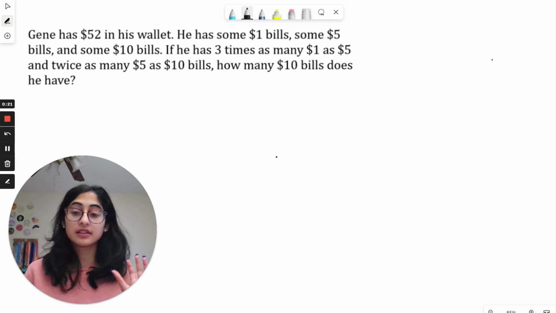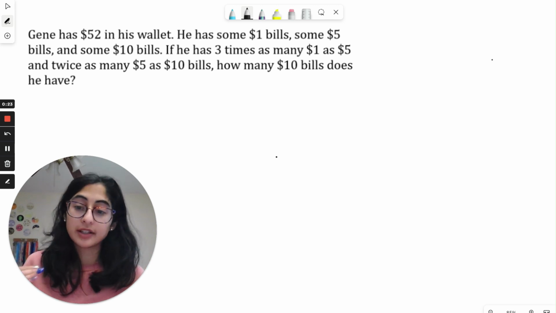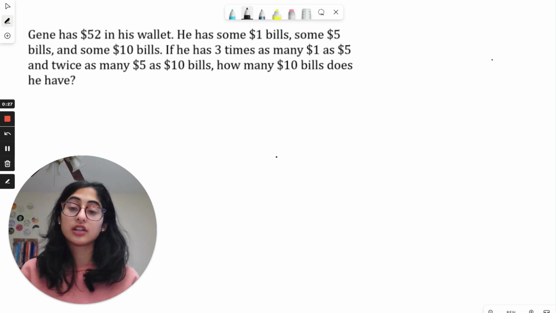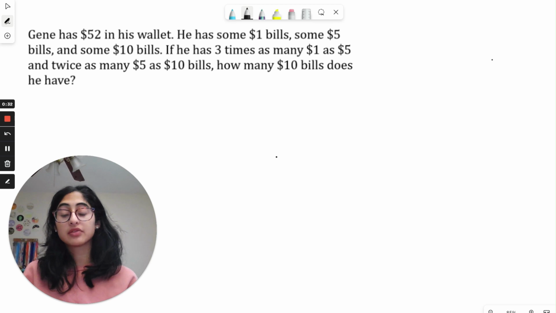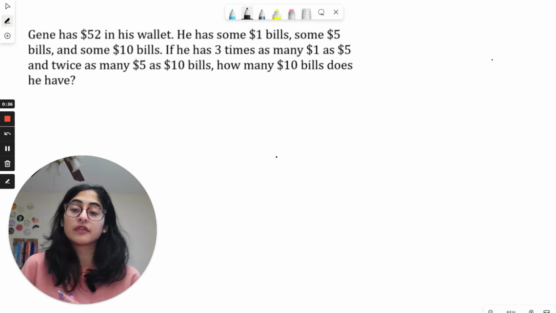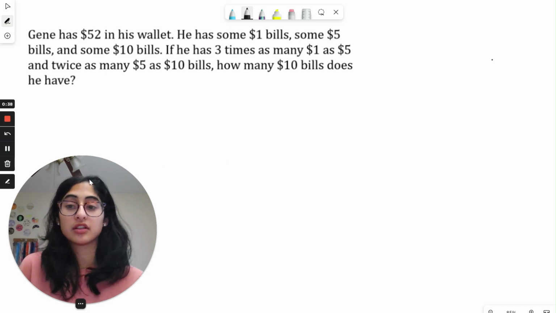So basically, this is giving us 2 different types of information, right? It's telling us how much money Gene has total, and then it's also giving us the ratios for the amounts of different bill types. So according to this information, we can write a few different equations that'll represent these relationships.